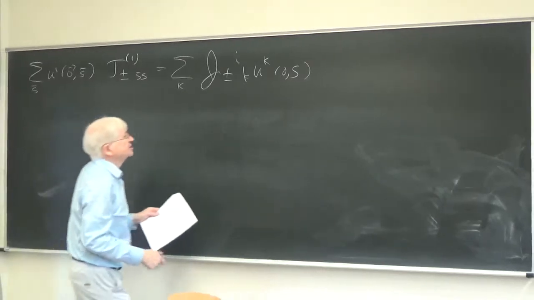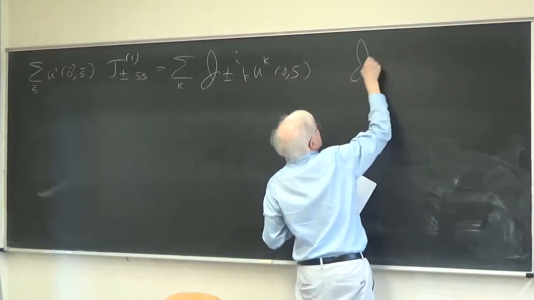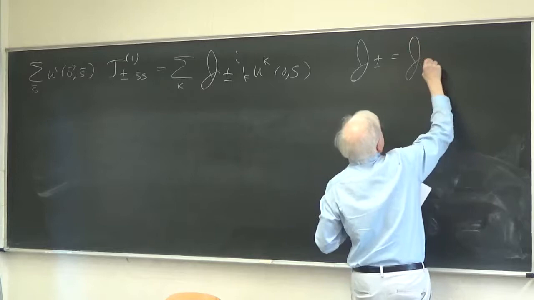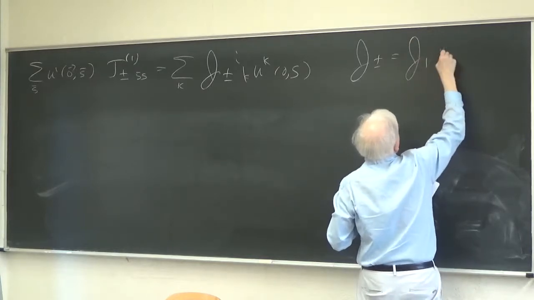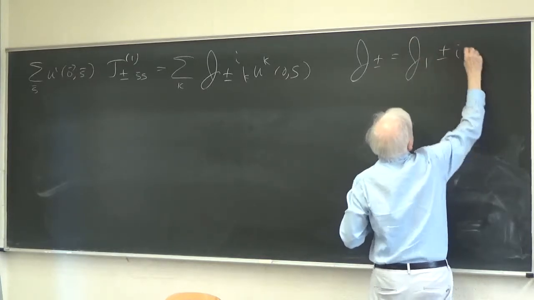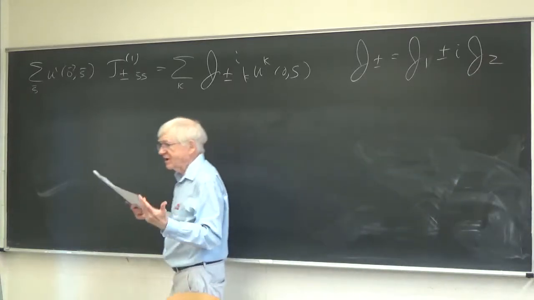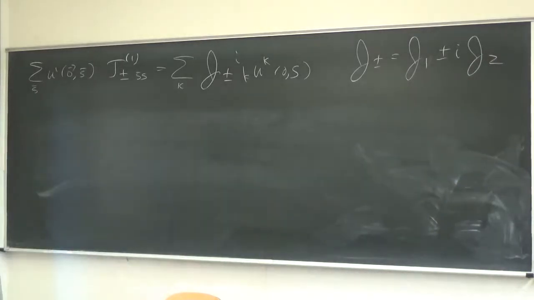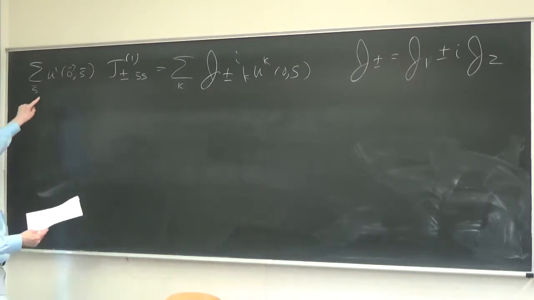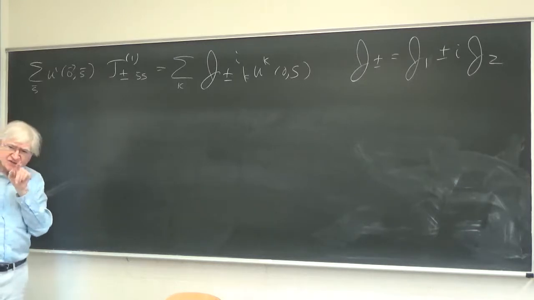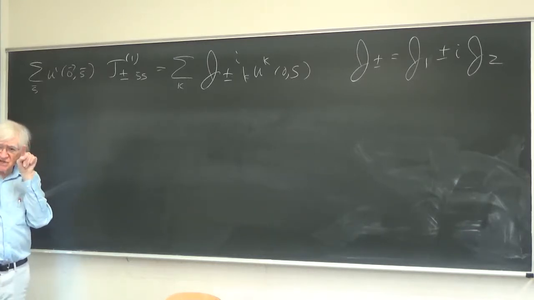Where again, of course, J strip J plus or minus is J1 plus or minus I J2. These are 4x4 matrices, but they have, as I said, zeros in column 0 and row 0, or column 1 and row 1, if you want. Okay, now, so this is the condition for the U, but the condition for the V, remember, has J star in it.